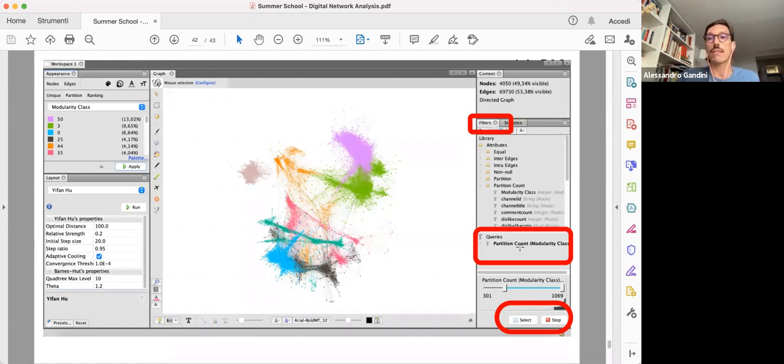In that case, we can filter out on the basis of our modularity class. This is totally random now, but you have to set what you want. In order to do that, instead of having the statistics interface on, you have to have the filters interface on, which is next to it, and drag the filter that you would like to apply down in the queries segment, which is immediately below, and then run this. This will filter out certain content. Be careful, you have to know what you're doing here, but it is something that can be done.